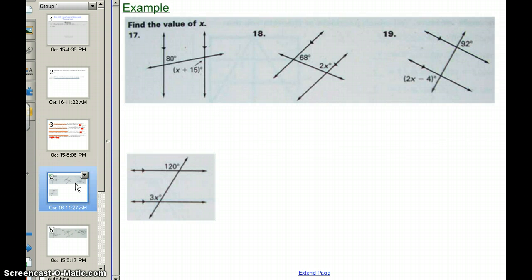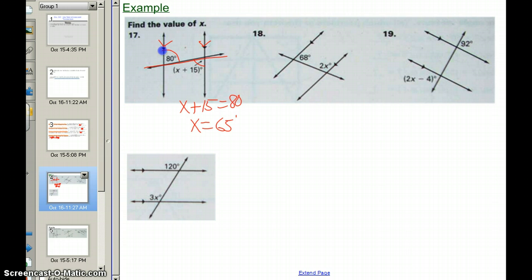All right, so some examples that go with this. Really what you're doing is identifying. I am looking at these two angles. In number 17, the first example, this 80 degrees and this x plus 15, those are alternate interior angles. Again, the setup, if you have two parallel lines cut by a transversal, these angles are congruent to each other. So our setup is the x plus 15 angle equals the 80 degree angle. So x is going to be, subtract your 15, 65.